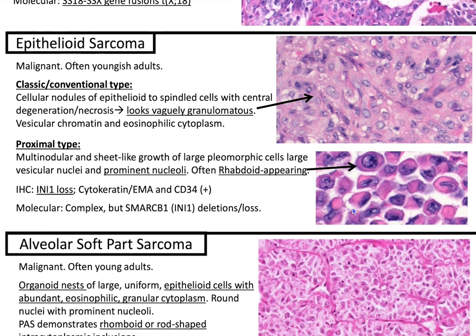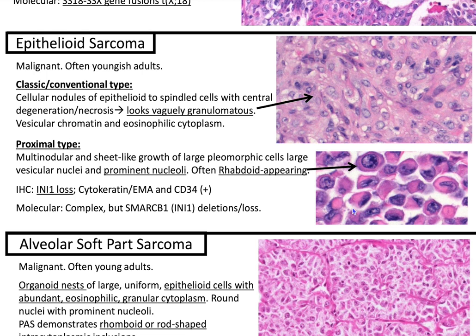Epithelioid sarcoma. This is malignant, often in youngish adults. There's two types, classical conventional type. These are cellular nodules of epithelioid to spindle cells with a central degeneration necrosis. Looks vaguely granulomatous, and you'll have vesicular chromatin and eosinophilic cytoplasm. So if you have a soft tissue tumor and it looks kind of granulomatous, you want your differential to be epithelioid sarcoma because these are malignant. You don't want to miss these.